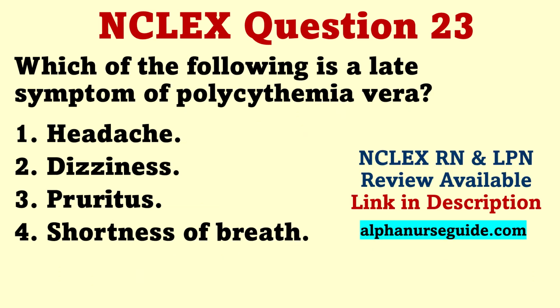Which of the following is a late symptom of polycythemia vera? 1. Headache. 2. Dizziness. 3. Pruritus. 4. Shortness of breath. The correct answer is 3. Pruritus is a late symptom that results from abnormal histamine metabolism. Headache and dizziness are early symptoms from engorged veins. Shortness of breath is an early symptom from congested mucous membranes and ineffective gas exchange.